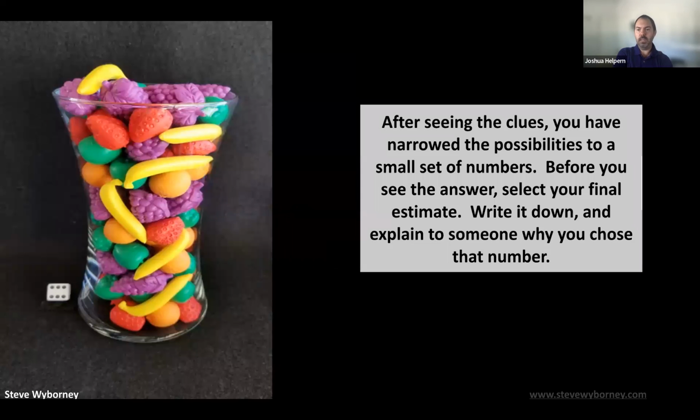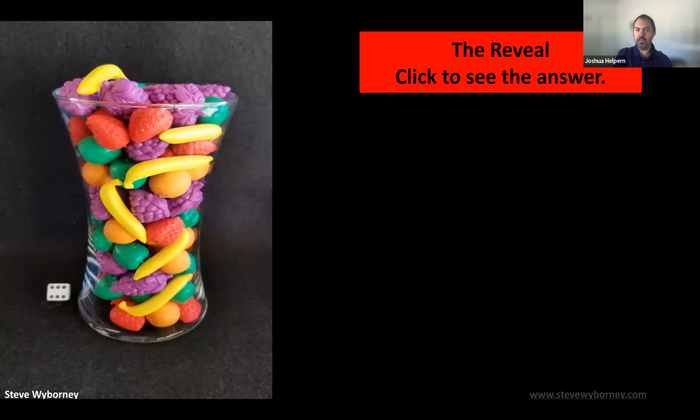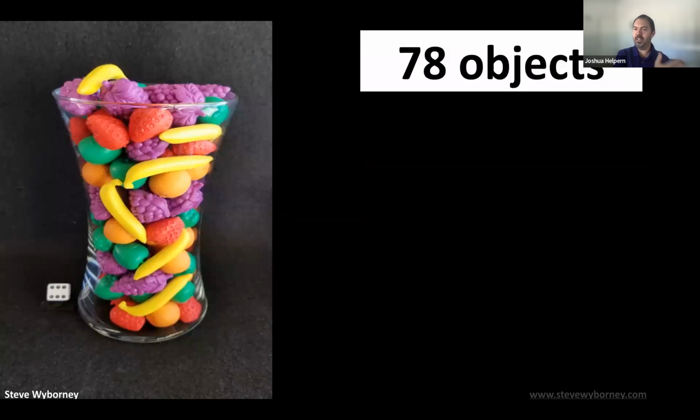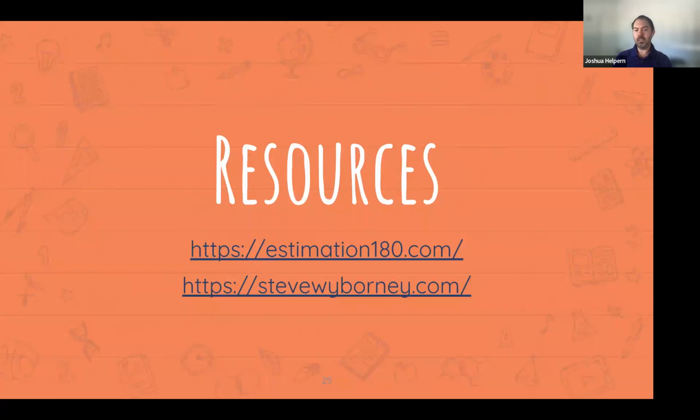And then his final piece is, okay, we've seen all the clues. You wrote down what you think it is. Let's do the reveal. And it turns out there were 78 objects in here. So this is another fun way to do gamifying math estimation with your students and having fun with it. And so that's it. Those are the 2 resources, the Estimation 180 website and the Steve Wyborny Esther Mysteries.